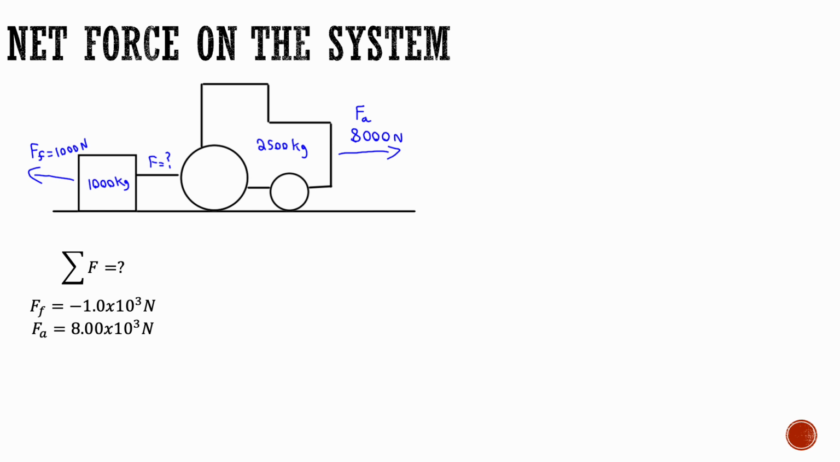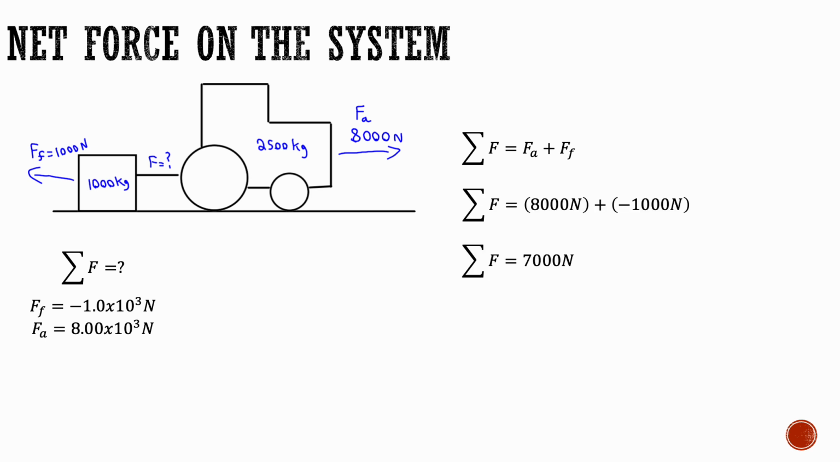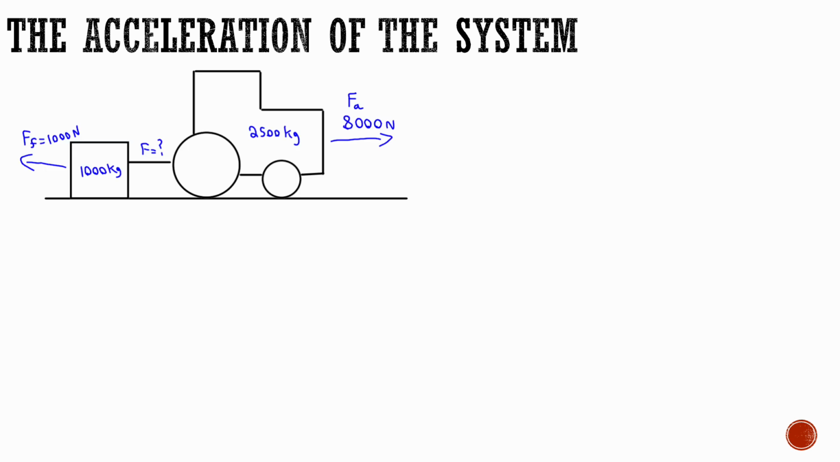So we're trying to find our sum of forces, and we're given our force applied and friction force. Now our sum of forces is just the addition of all forces in a plane. So sum of forces is equal to force applied plus our force of friction. We'll substitute our values in, and we get the net force acting on our system is 7,000 newtons, which we can write as 7.0 times 10 to the 3 newtons to get a correct amount of significant figures.